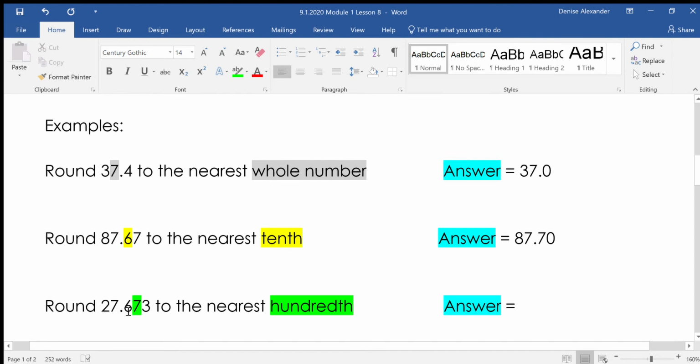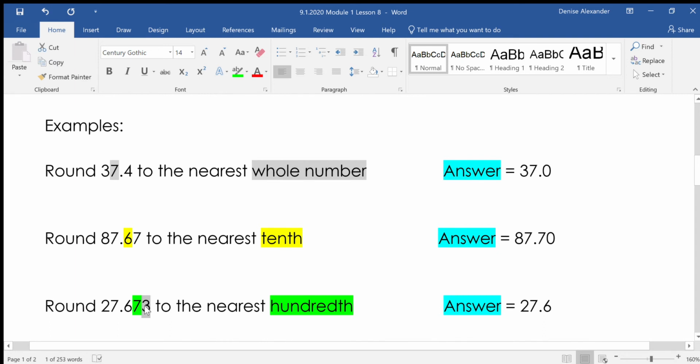Because I know these first 3 numbers, 27 and 6/10, aren't being affected, I'm just going to quick write down my answer there because those are staying the same. Sorry, you guys, I miswrote the 7. So now I'm going to look behind the 7 in the hundredths. I'm going to look at the thousandths place. I see it's a 3.